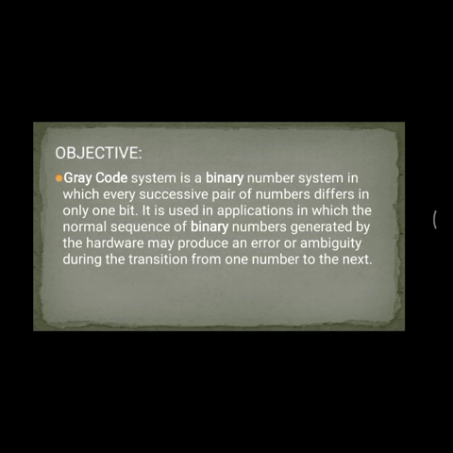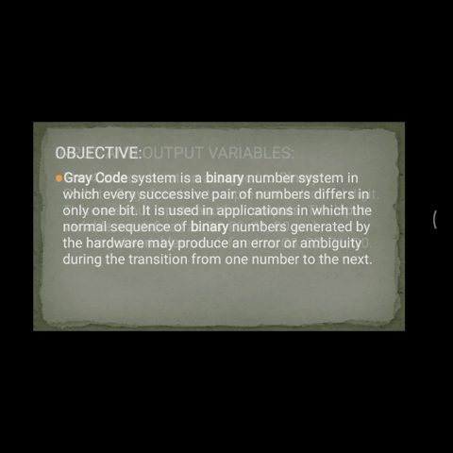Objective. Gray code system is a binary number system in which every successive pair of numbers differs in only 1 bit. It is used in applications in which the normal sequence of binary numbers generated by the hardware may produce an error or ambiguity during the transition from one number to the next.